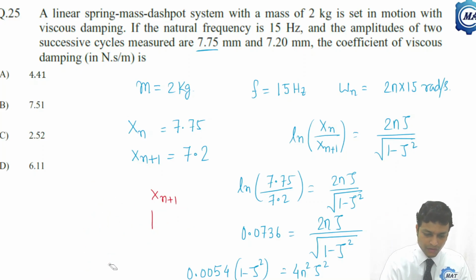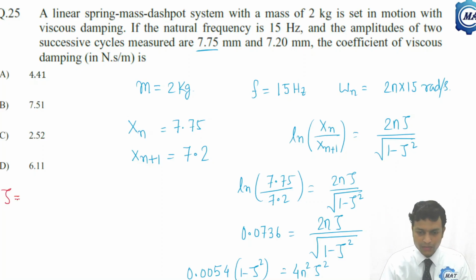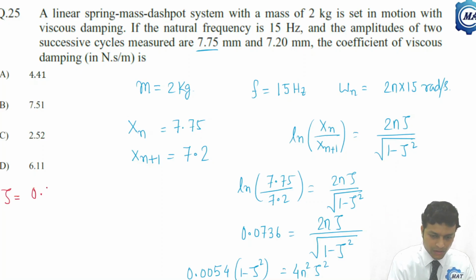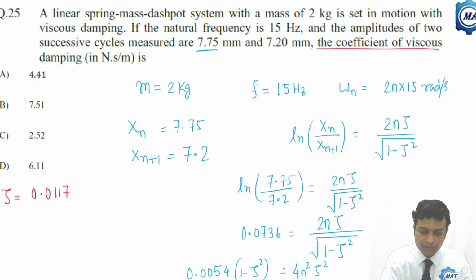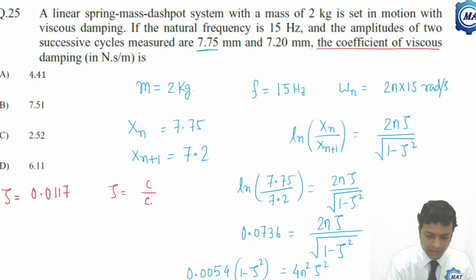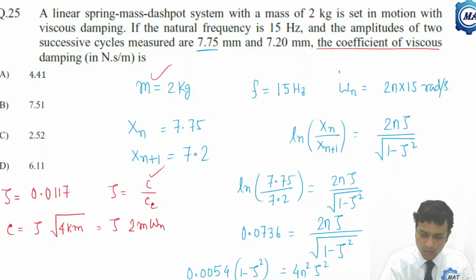Let me erase this and do it here. So value of zeta becomes 0.0117. Now what is to be determined? The coefficient of viscous damping. We know that zeta is C by Cc. So we have to find out the value of C. C is zeta into Cc, Cc is root over 4 k m, that is 2 m omega n. The value of m and omega n is given.